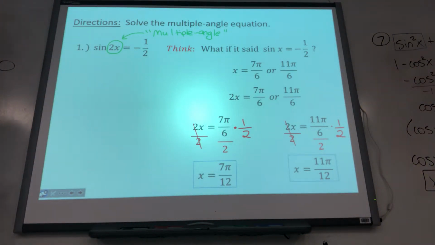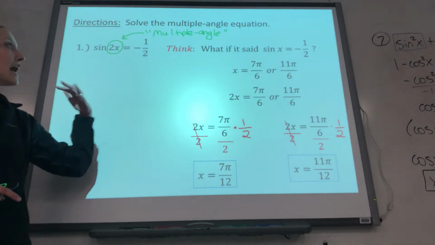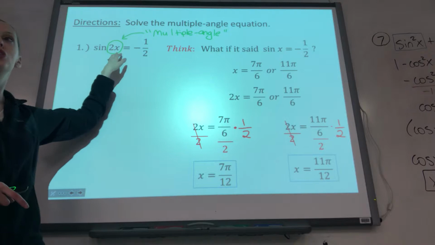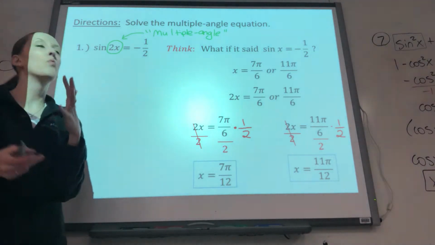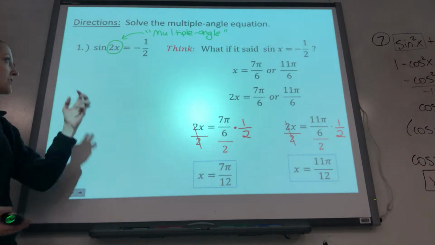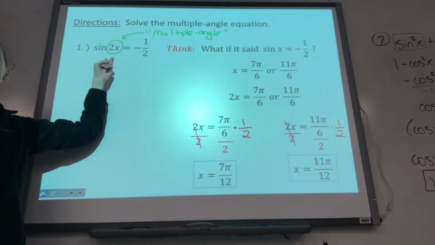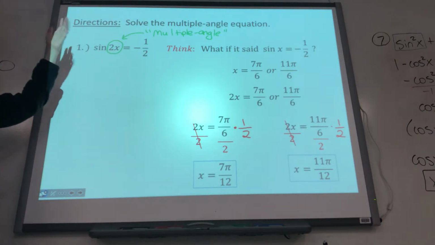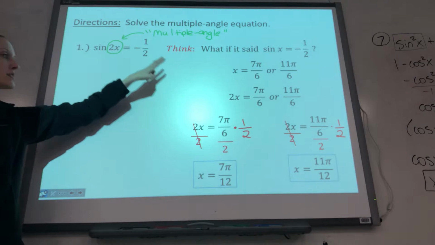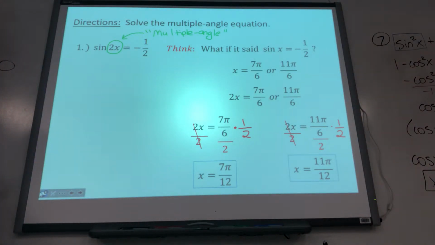So just to summarize, use your handy dandy first, like you would if it was just x. Figure out what those numbers are. And once you find those numbers, set whatever that was, it's not always going to be 2x, it could be a different number out front, set that equal to those numbers and then just solve for x.